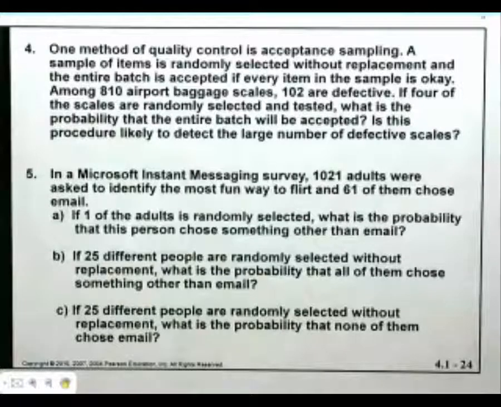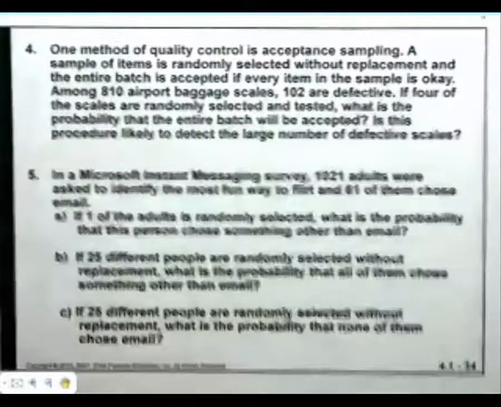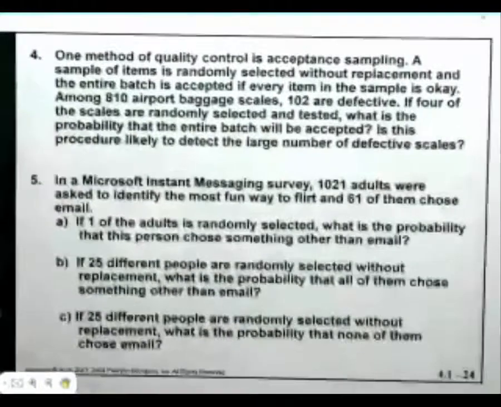If one of those 4 is bad, then I'm going to say chunk today's. Or maybe let's go back and test each one. I'm going to have to do something though. All right, so that's called batch testing. The entire batch is accepted if every item in the sample is okay.